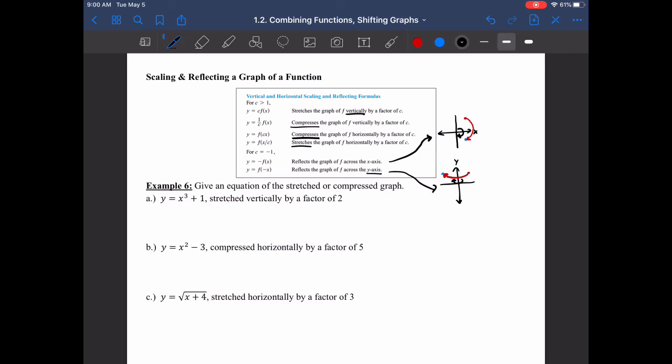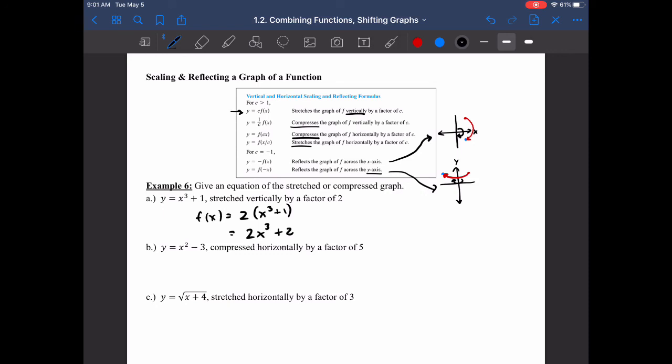So, given the equation of the stretched or compressed graph, I'll do one of these and then let you try the other. So here we have y equals x cubed plus 1, and we want to stretch it vertically by a factor of 2. So stretching vertically is this first case up here, which means we're just going to put it straight out in front of the whole thing. So our function stretched vertically is going to be 2 times (x cubed plus 1). Just like that. And then you could even combine it in there if you wanted to distribute it: 2x cubed plus 2.